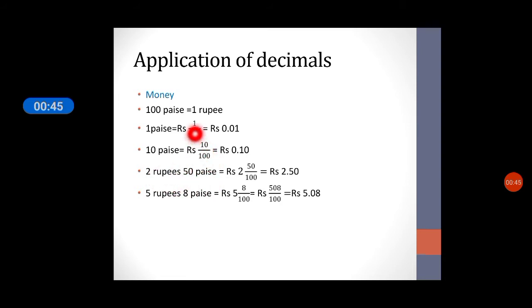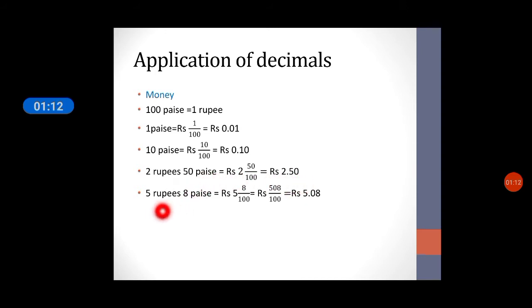And take 2 rupees 50 paise. Here 2 is the whole number part, and this 50 by 100 is the fraction part. When you convert this, 2 is the whole number part, and you need to convert the 50 by 100 into the decimal part. 50 by 100 will be 0.50, so it will be rupees 2.50.